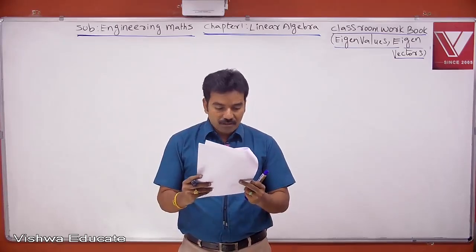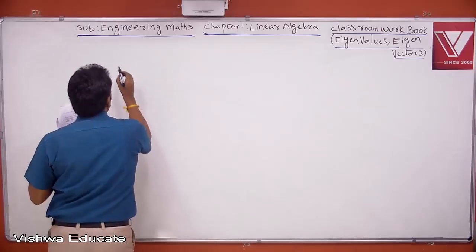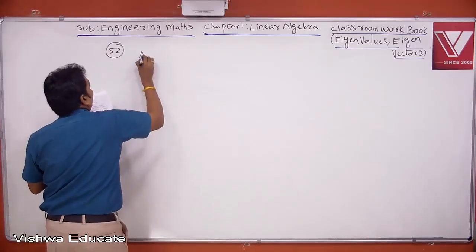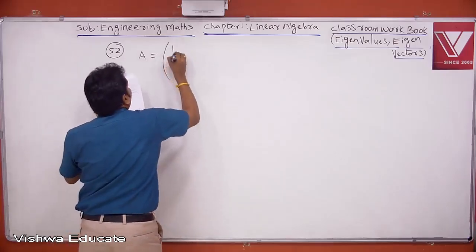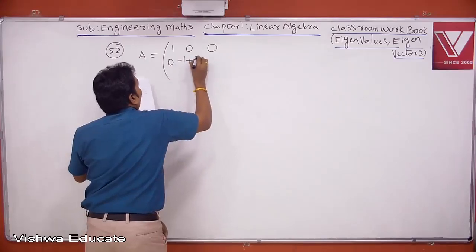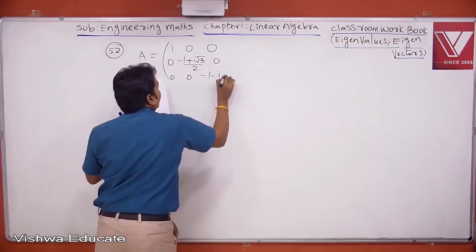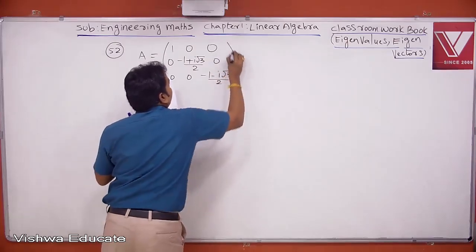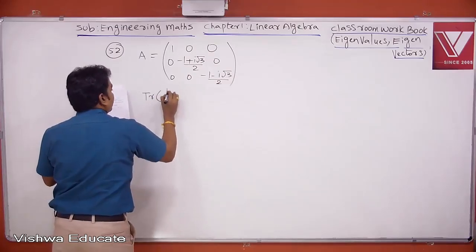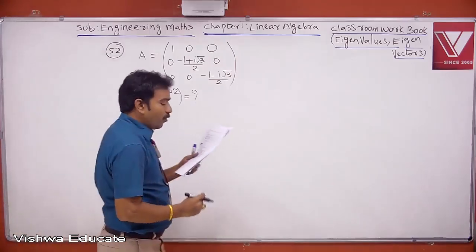Let us start the session with question number 52. Go through your handout. If A equals the matrix with diagonal entries 1, minus 1 plus i root 3 by 2, and minus 1 minus i root 3 by 2, then what is the trace of A power 102? This is the question: trace of A power 102.